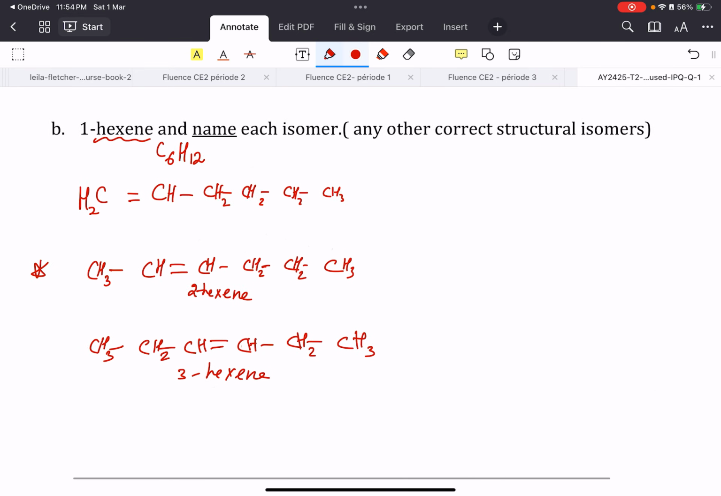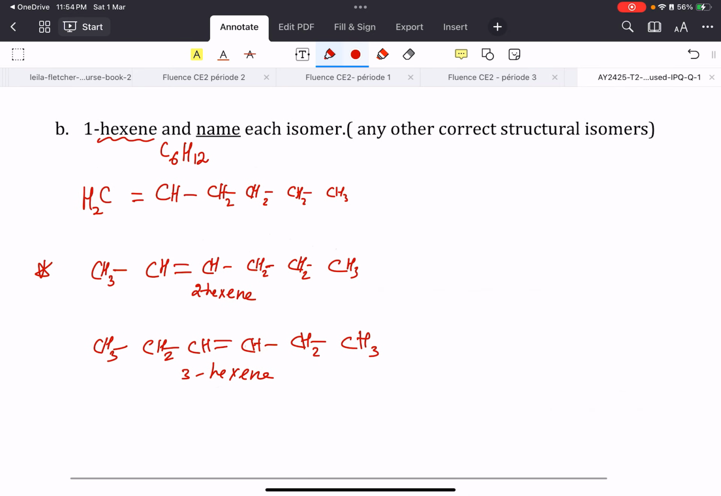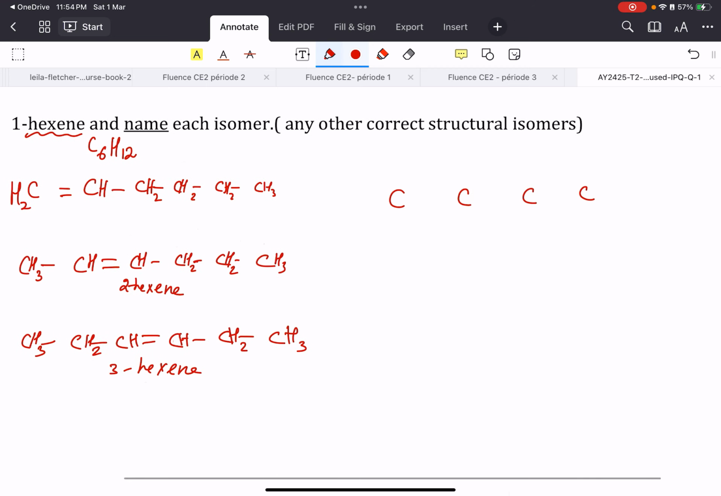Now let's make a smaller chain, a chain of 5 carbons. Still need 2 more branches. So a chain of 5 carbons with branches. So let's start with pent. 1, 2, 3, 1, 2, 3, 4, 5. I'll put the double bond on the first. The rest of the bonds are single, and I will make a branch on this carbon.